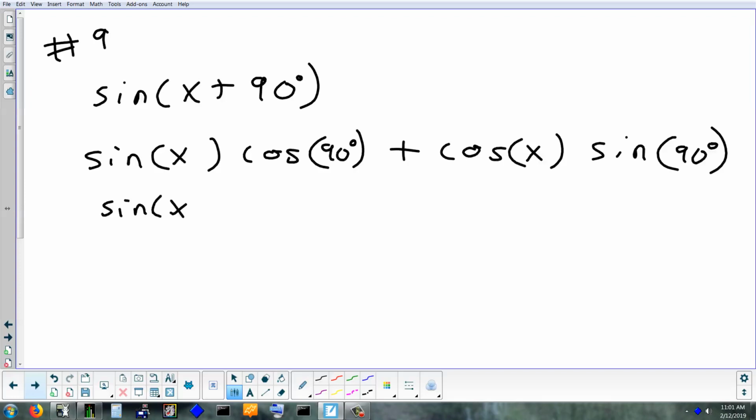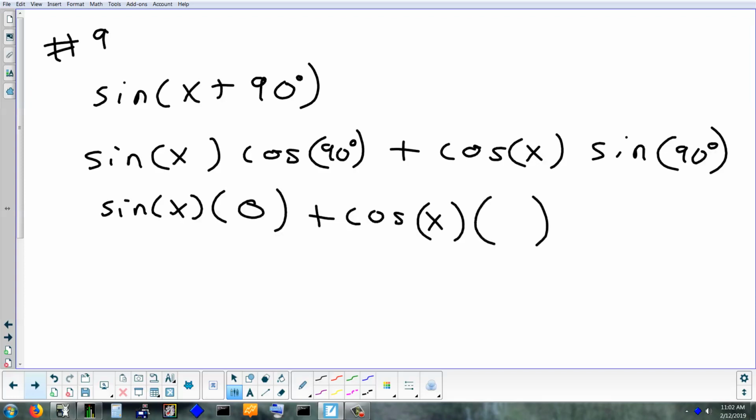So this is sine x times cosine of 90. So that's a quarter of the way through the cosine cycle. So I'm just kind of picturing the graph. And where am I a quarter of the way through the cycle? 0. Yep, I'm at 0. So 0 plus cosine x. And now the sine of 90. Now I'm picturing the graph of sine. Starts at the origin, quarter of the way through the cycle. 1. Yep, I'm up at 1.